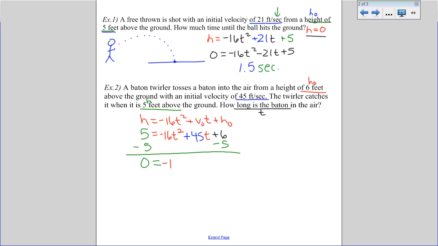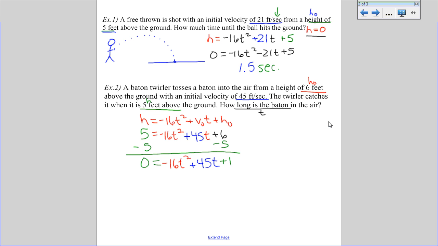So we're going to have negative 16 for our A value, because we have 0 equals negative 16t squared. We're going to have a B value of 45, because we have plus 45t. And then positive 6 minus 5 gives me a plus 1 for my C value. At this point, we are literally just going right back to the calculator.